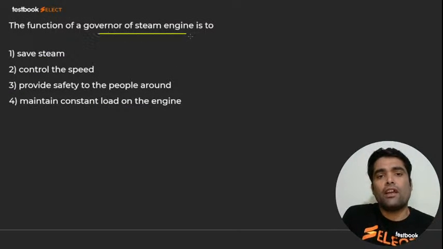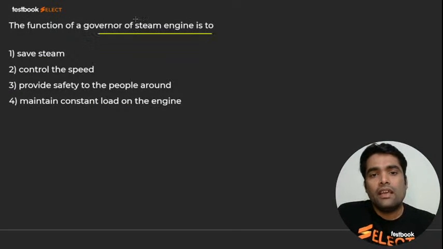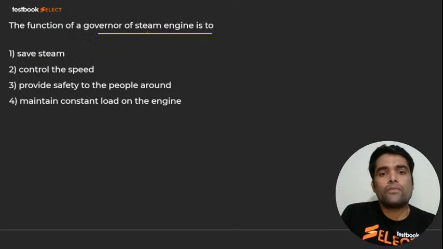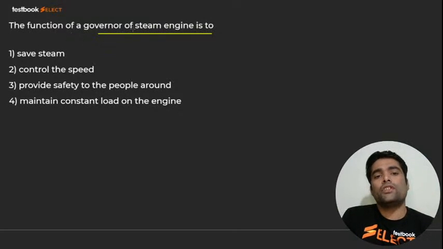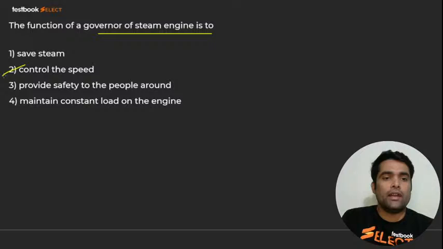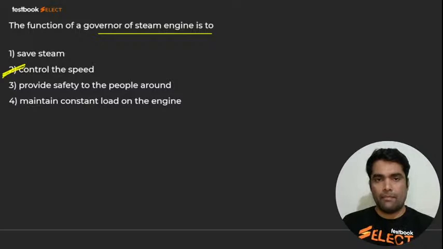The function of the governor of a steam engine is to what, my dear? Save steam, control speed, provide safety to the people around, or maintain constant load on the engine. That is none other than number 2. Number 2 is correct. I hope you got it here.